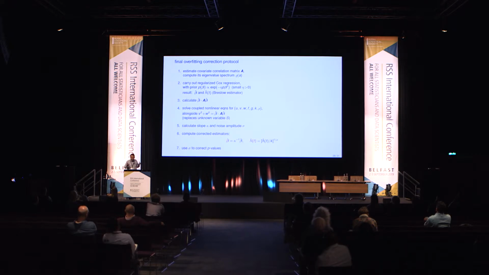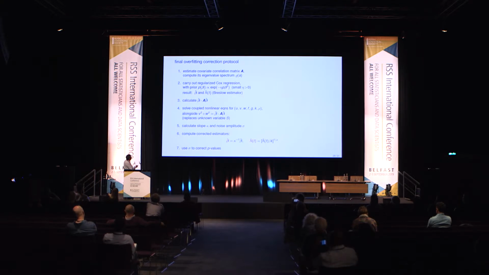And so in the end, what you now have, I'm nearly finished, is a protocol for overfitting corrections. And it would go like this. You would estimate, first of all, your correlation matrix for the covariates. You find the eigenvalue spectrum. You do Cox regression with a regularizer parameter eta. This gives you a beta hat and a lambda hat.